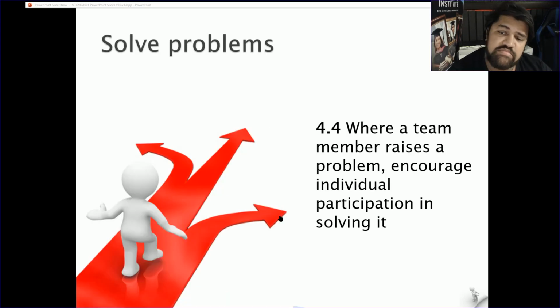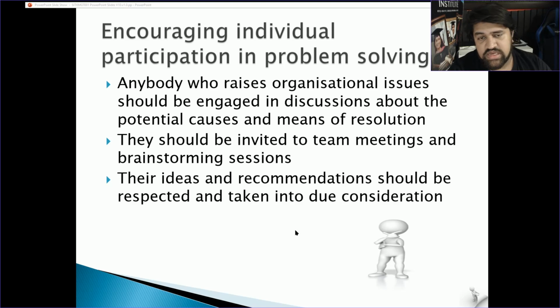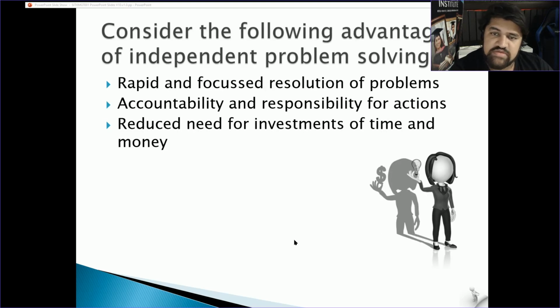All right. Where a team member raises a problem, encourage individual participation in solving it. Anybody who raises organizational issues should be encouraged in discussion about the potential causes and means of resolution. They should be invited to team meetings and brainstorming sessions. Their ideas and recommendations should be respected and taken into due consideration. Consider the following advantages of independent problem solving: rapid and focused resolution of problems, accountability and responsibility for actions, reduced need for investments of time and money.